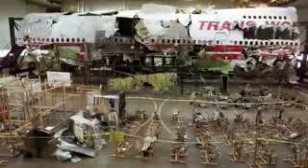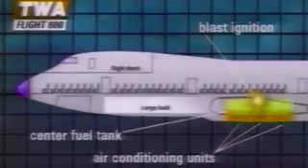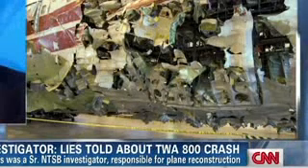A 4-year investigation concluded that the explosion wasn't caused by terrorists, but rather an explosion of flammable fuel-air vapors in the fuel tank that may have been caused by a short circuit. However, conspiracy theories about the flight are pervasive, as many don't believe the inconclusive cause of the crash.